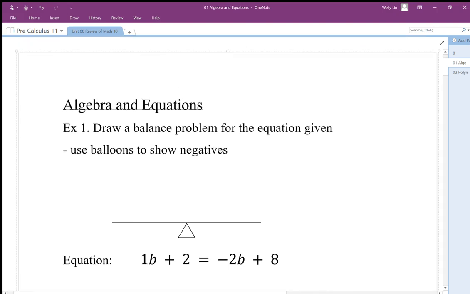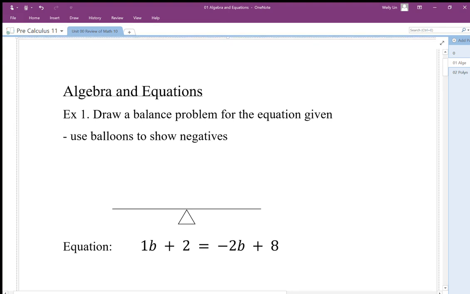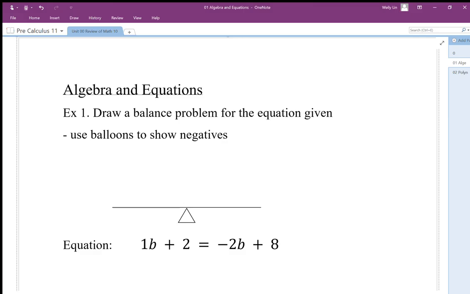So one of the big things that we need to review is algebra and equations, and making sure that you understand the property of equations and the idea of being able to solve for unknowns. So one of the properties of equations is balance. So it's important to be able to draw a balance.